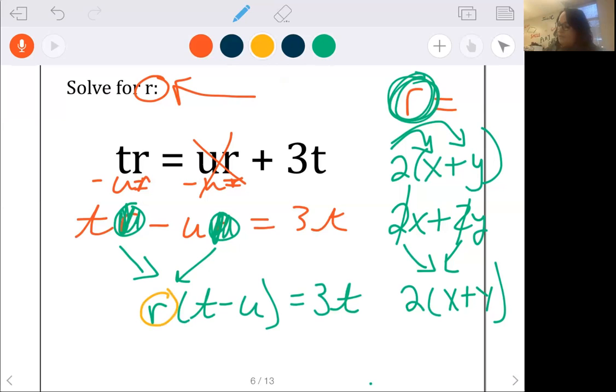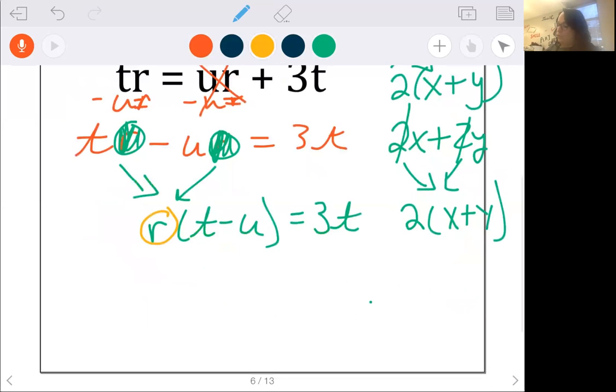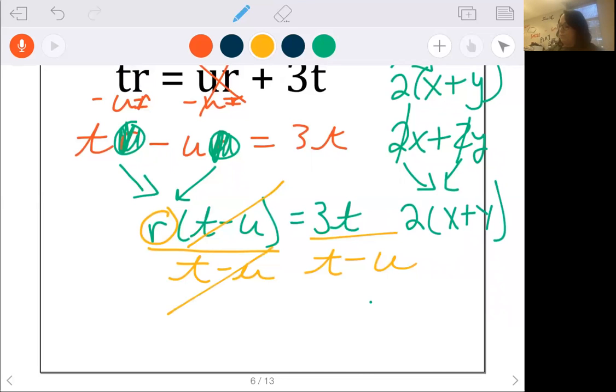And what do I need to do? I need to get rid of that t minus u. Well, I always tell kids, read it. If I were to ask you, what does this say? Or if I were up at the board and I said, read this, you'd say r times t minus u. Well, when you say times, it means you divide by what's in the way. So let's divide and cancel. The answer is r equals 3t over t minus u. And actually, t can't equal u, but that's for another day.